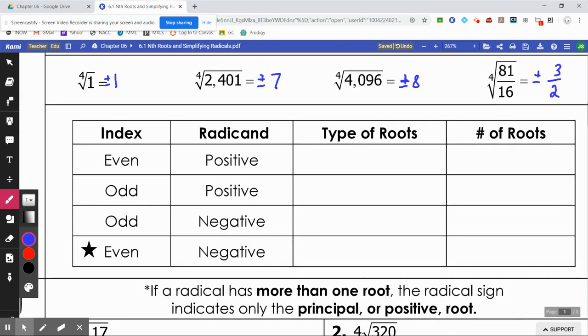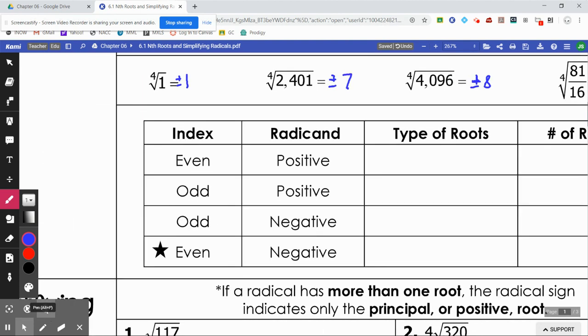So therefore, when our index, let's talk about this. When our index, a reminder, the index is the number out here.